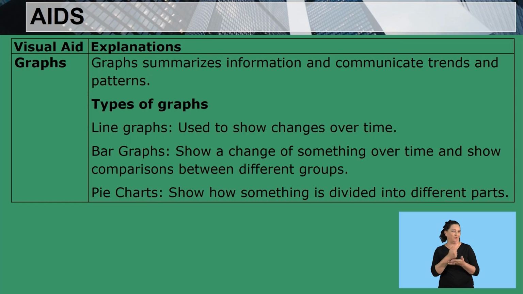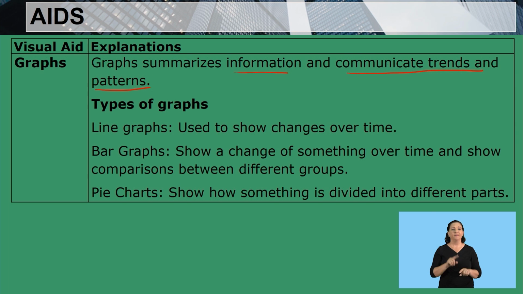We will continue with our business studies lesson under the topic visual aids. So we will continue from where we left off. We're still talking about the types of visual aids. Our next visual aid is graphs. Graphs summarize information and communicate trends and patterns. You should be familiar with this one.